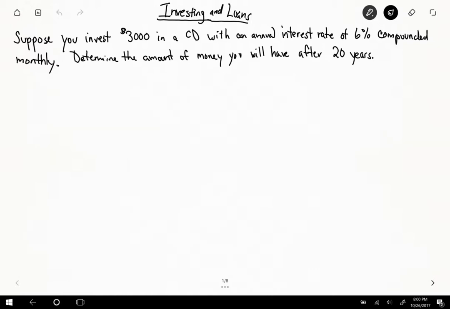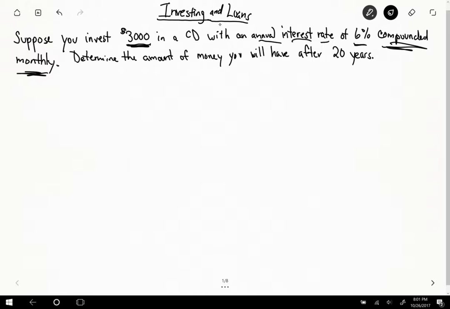Our first problem. Suppose you invest $3,000 in a CD with an annual interest rate of 6% compounded monthly. Determine the amount of money you will have after 20 years. So there's a few formulas you have to distinguish between, but notice we're investing $3,000. We're just doing it once. So investing $3,000 once, and then we're talking things that are compounded monthly, right? So we're talking some compounding going on here, and we want to determine the amount of money after 20 years. And our annual interest rate, just to highlight that, is 6%.